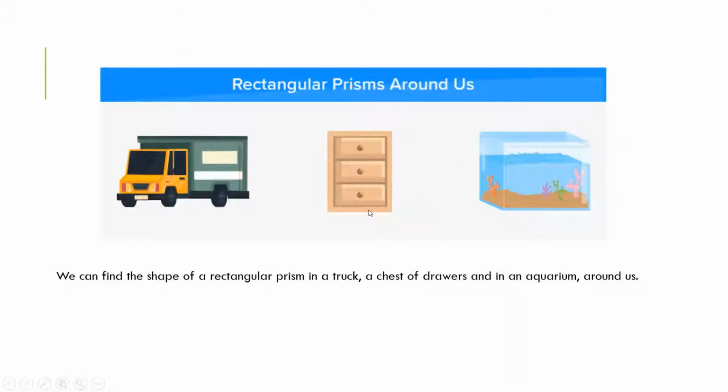Let's look at the examples. We can find the shape of a rectangular prism in a truck, or a chest of drawers, or in an aquarium.